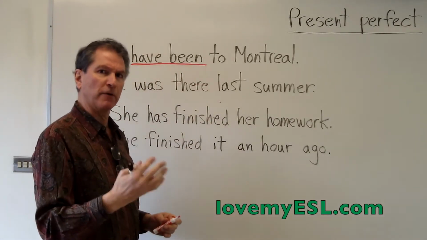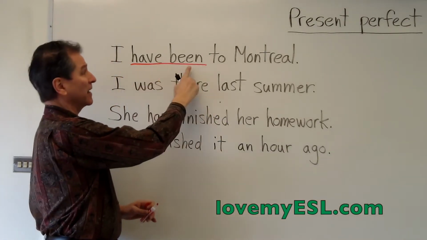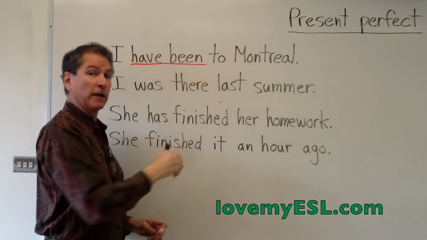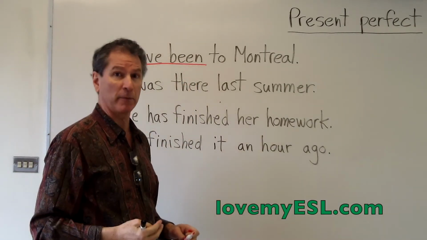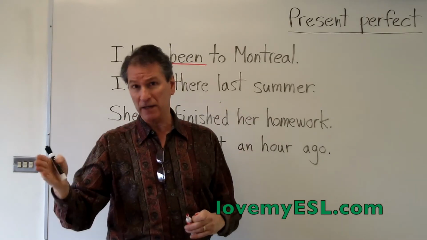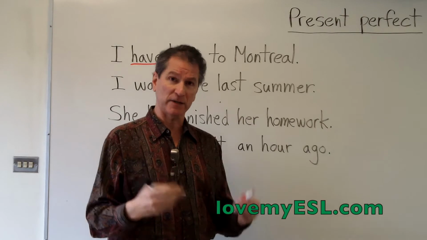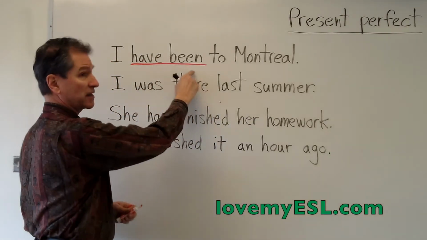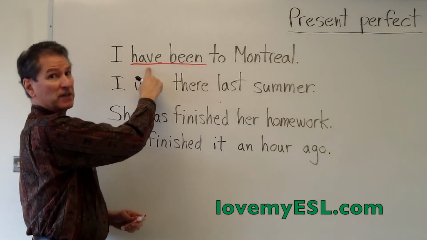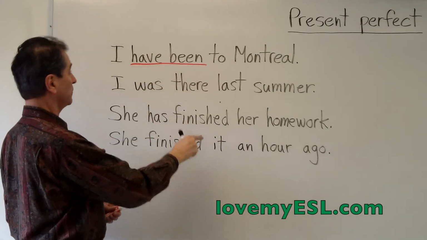How do you make the present perfect, by the way? You use the verb have or has, and then the past participle of the verb. Now the past participle is that third form of the verb that you learned, like do, did, done, see, saw, seen. It's that last form of the verb that is the past participle. So that's what you use in that second place. The first verb is always have or has. You know, it's has for he, she, and it, and so on.